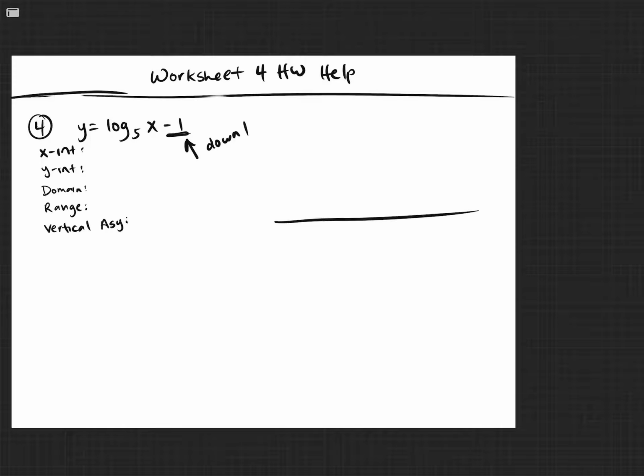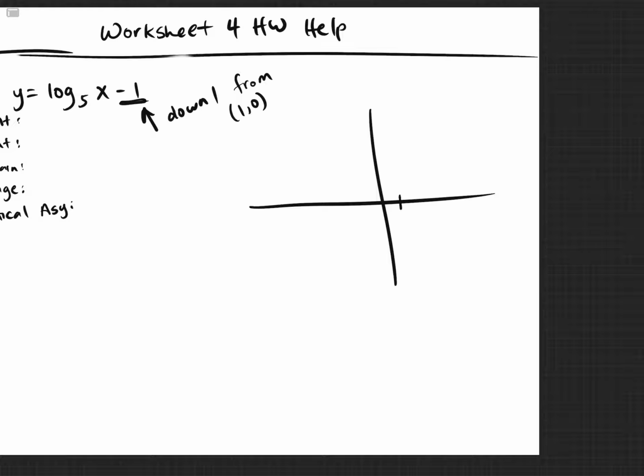So we look right here. This -1 is a translation. Now, it's not attached to the x. If it looked like that, then it would be telling us left or right. But it doesn't look like that. It's just attached on the outside. So that means it's telling us to go down 1.